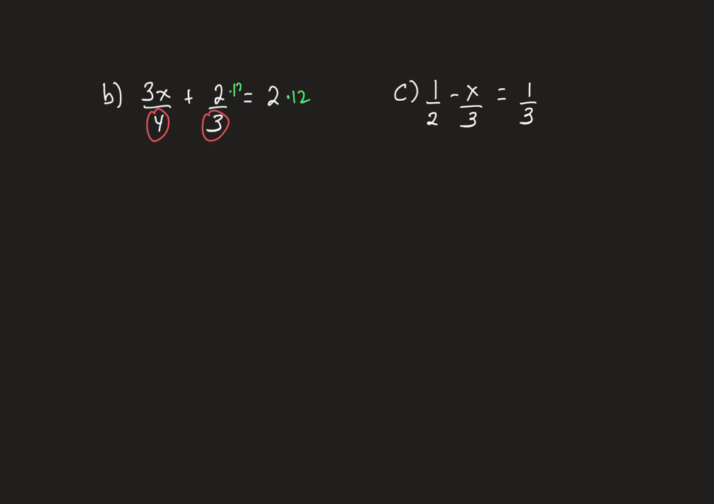12, 12, 12. So let's do that. You're going to get 12 times 3, which is 36, over 4, plus 24 over 3 is equal to 24. Then you have 24 divided by 3 is 8. 36 divided by 4 is 9.